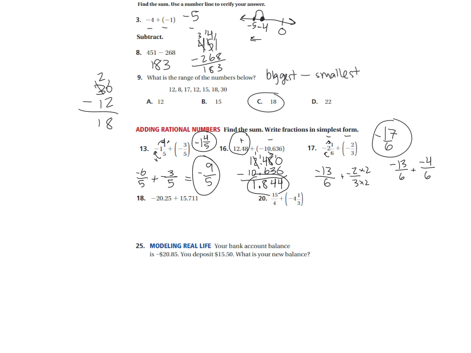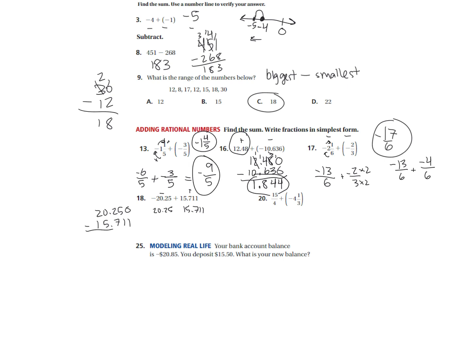All right, negative 20.25 plus 15.71. We take the absolute value of both, 20.25, 15.711. Okay, they are opposite signs, so they are going to kind of cancel each other out here. The absolute value that's the greatest is 20.25, and then I put 15.711 on the bottom.